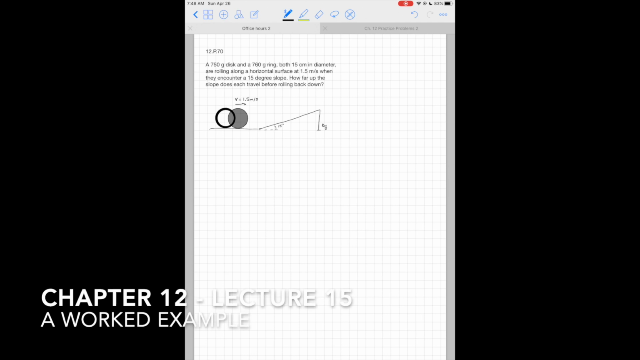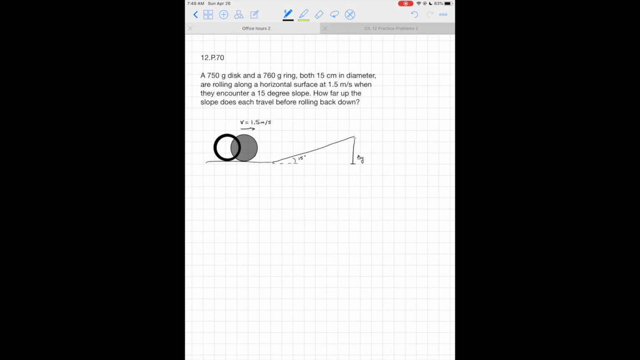Hey folks, so we are doing one more problem from chapter 12. It's number 70, and it reads: a 750 gram disc and a 760 gram ring, both 15 centimeters in diameter, are rolling along a horizontal surface at 1.5 meters per second when they encounter a 15-degree slope. How far up the slope does each travel before rolling back down?